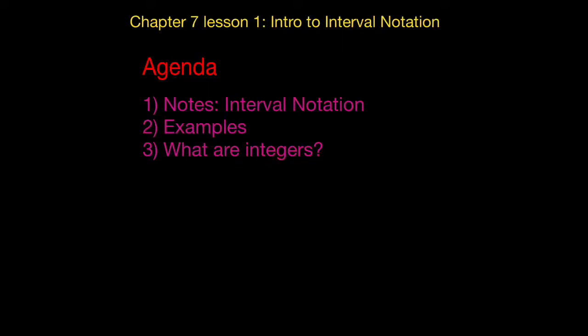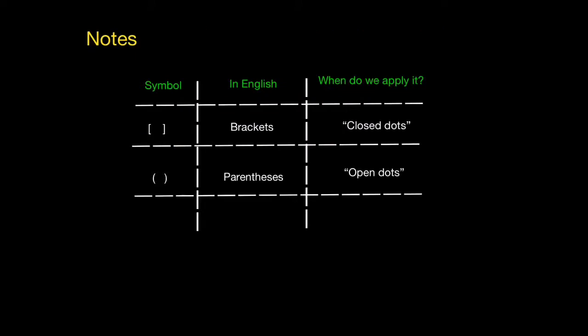So let's begin by presenting you with some notes. So here we have the symbols. Here I have in English what the symbols mean, and here I also have instructions on when to apply them. So these are called brackets, and you use them when you have closed dots, and these are called parentheses, and you use them when you have open dots. So let's take a look at an example on how to apply these symbols.